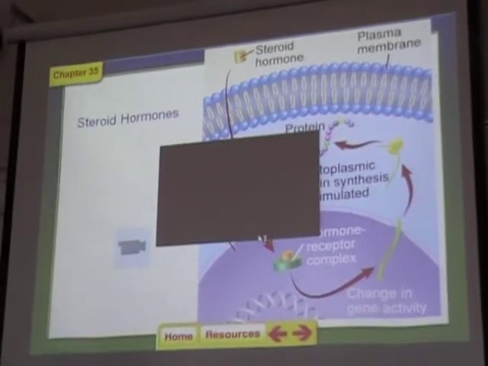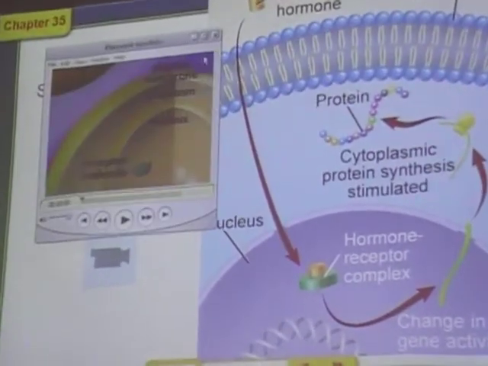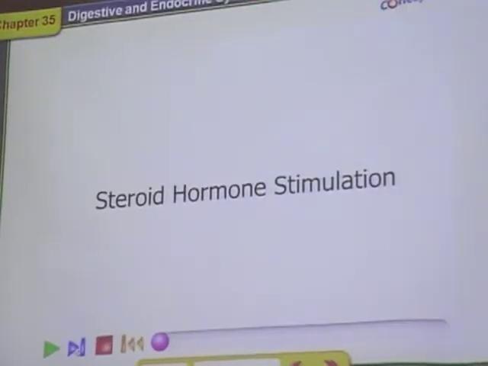So here's some video footage. This is a pretty lame video. I'm just going to show you. Here comes the steroid hormone. And it goes right into the cell, and inside the cell it binds there with that protein, and that causes some change in the DNA. And the DNA of course can cause proteins to be made. So, that was a bad video, sorry. Maybe this one's better. I haven't seen this one.